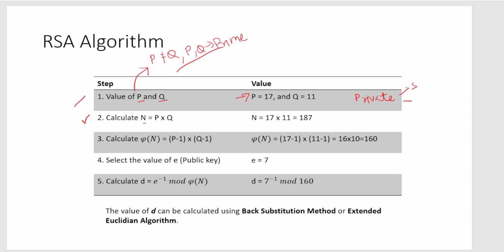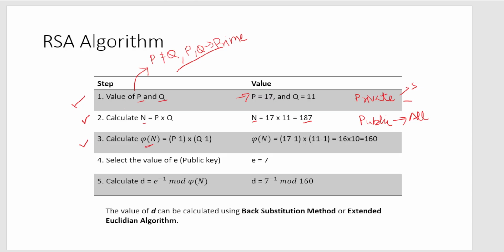So the value of n will come up to be 17 multiplied by 11, that is 187, and this is public in nature. Public in nature means everybody in the world, if they want to access this, can access the value of n. Okay.